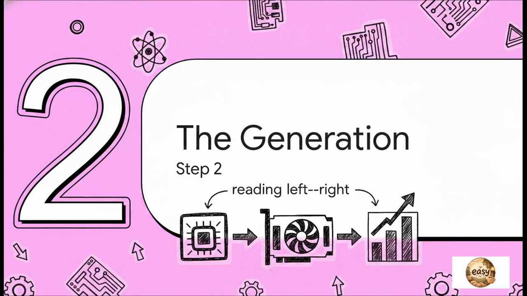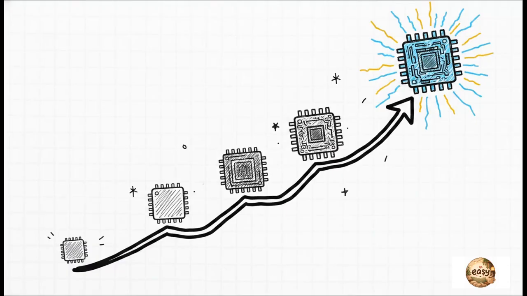Moving right along left to right, step 2, the generation. Right after those letters, you're going to see the generation number, which is usually the first 2 digits in the sequence. This covers the older 10 series, all the way up through the 20 series, the 30 series, and the modern 40 series. The rule here is incredibly simple. The higher the number, the newer the technology.